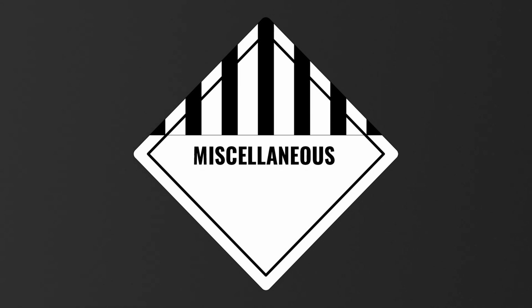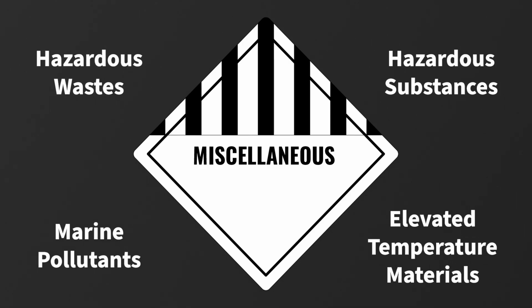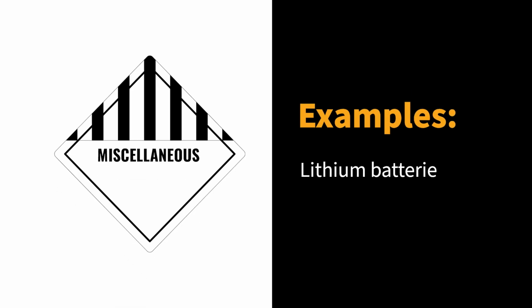Class 9 covers substances and articles not covered in other classes that are so designated by DOT, or that meet the defining criteria of hazardous wastes, hazardous substances, marine pollutants, or elevated temperature materials. Examples include lithium batteries and dry ice.